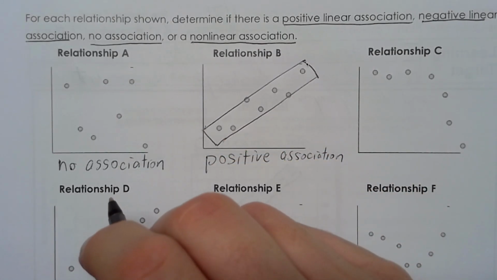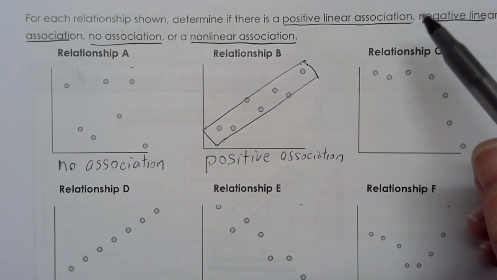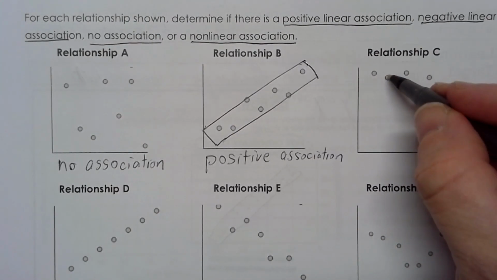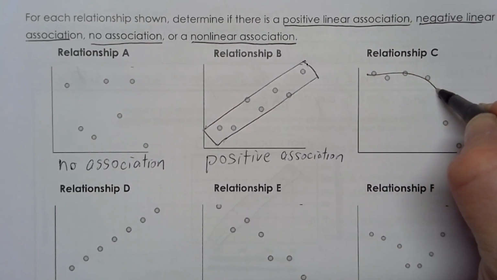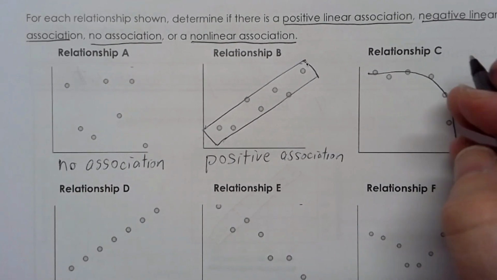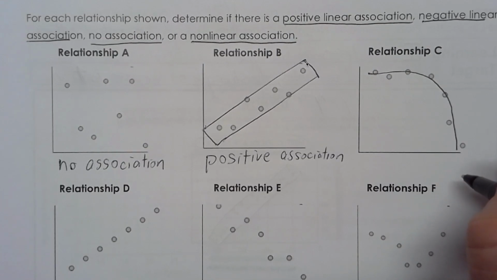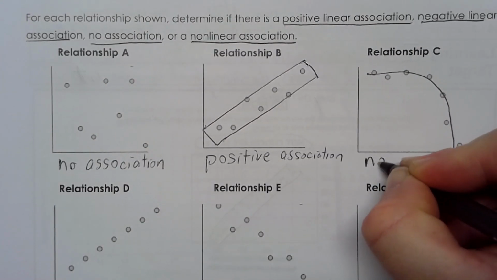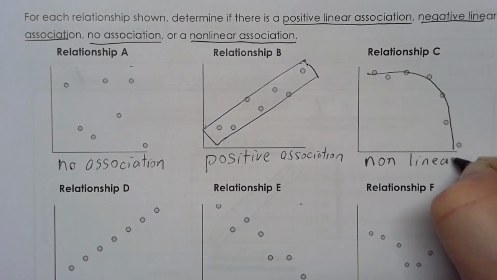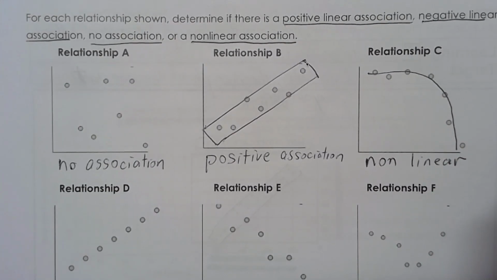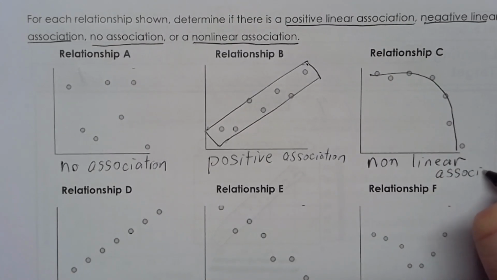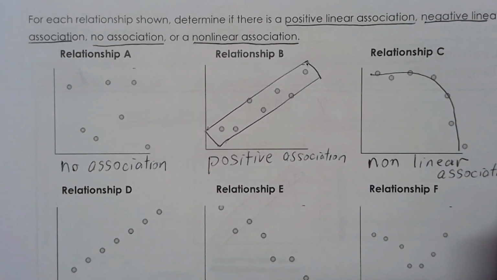Relationship C is a little different from what we've seen. It kind of looks like a straight line at first, but then I realized that it's not a straight line. These things are kind of curving down like that. It's got a curve to it. But there is definitely a decreasing pattern. But this is non-linear. That's a non-linear association, or a non-linear correlation.